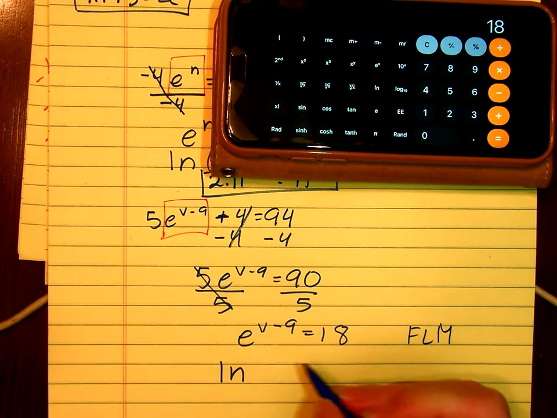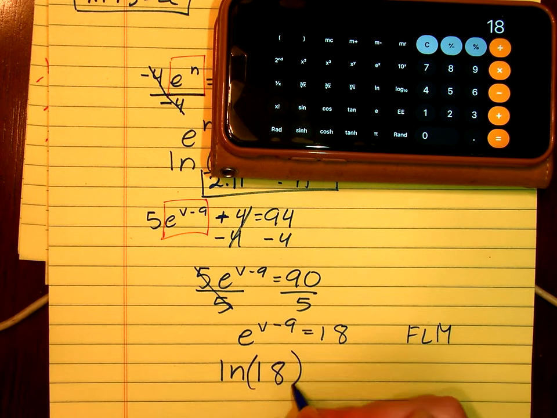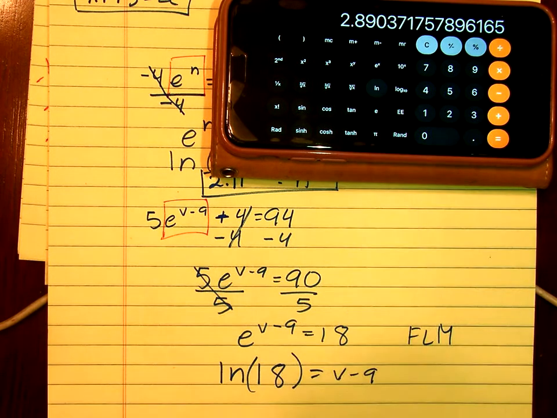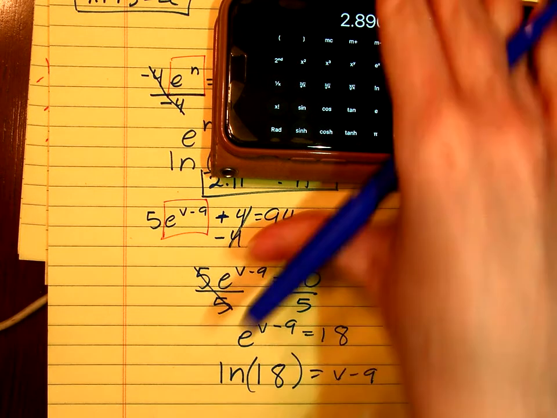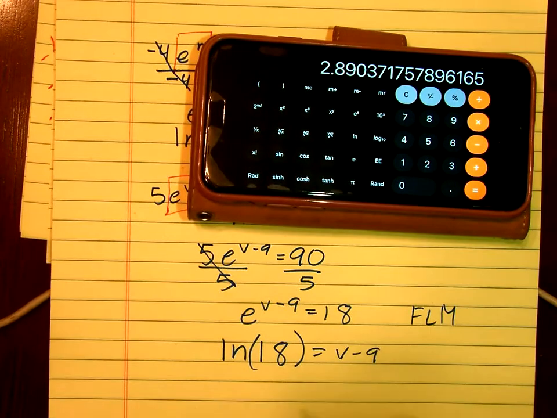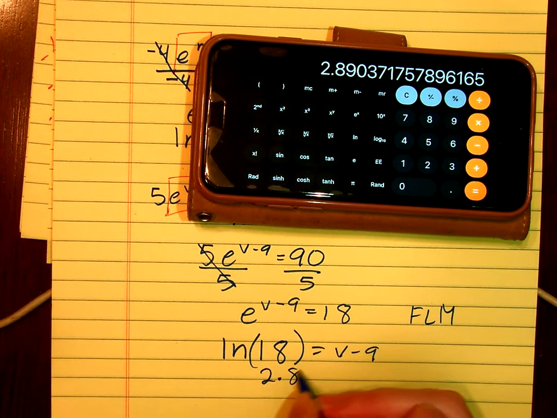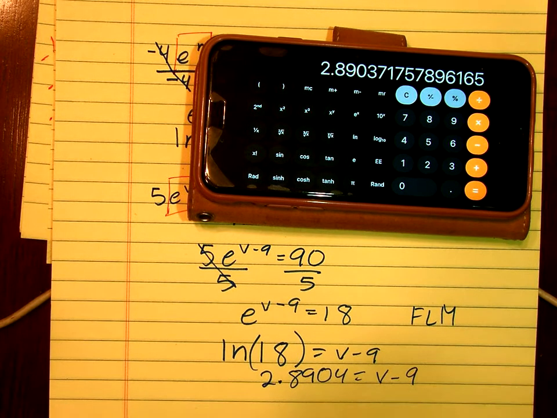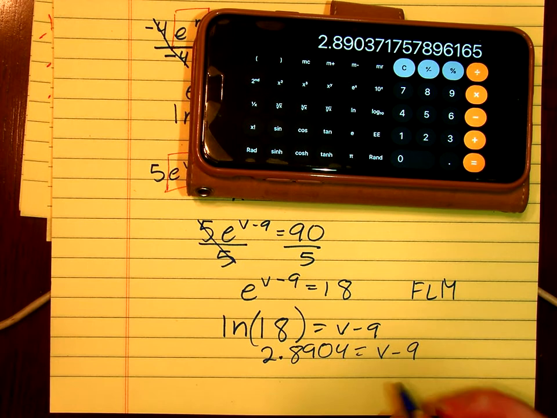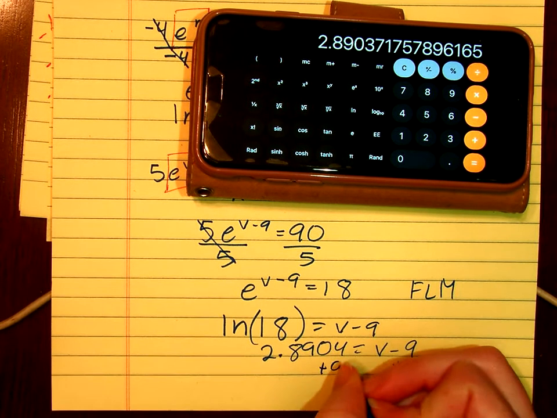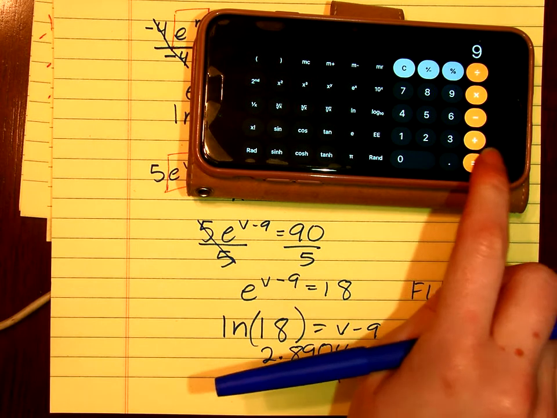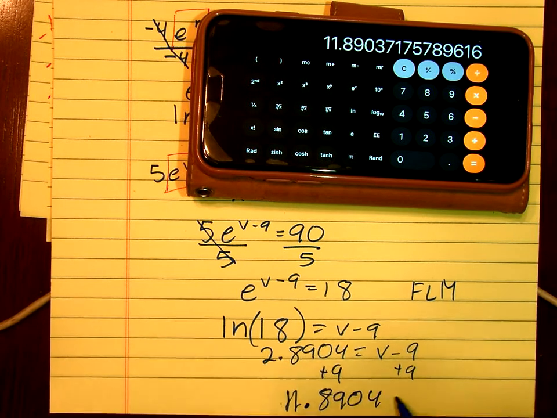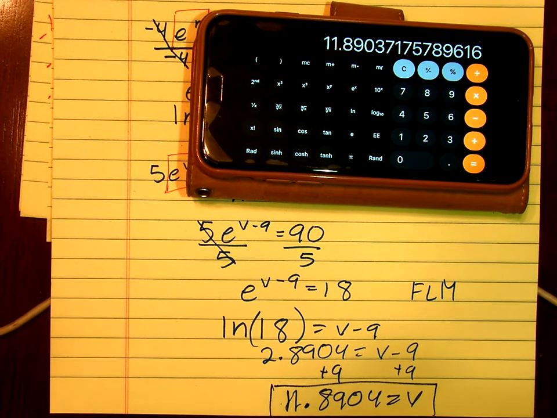Natural log first of the last, 18, equals the middle, v minus 9. So go ahead and find the natural log of 18. We get that that's 2.89. So we get 2.8904 equals v minus 9. But again, v isn't quite by itself yet, but now you've got just a normal equation. Add 9, plus 9, it should just be 11 point that. So we get 11.8904. And that is my v.